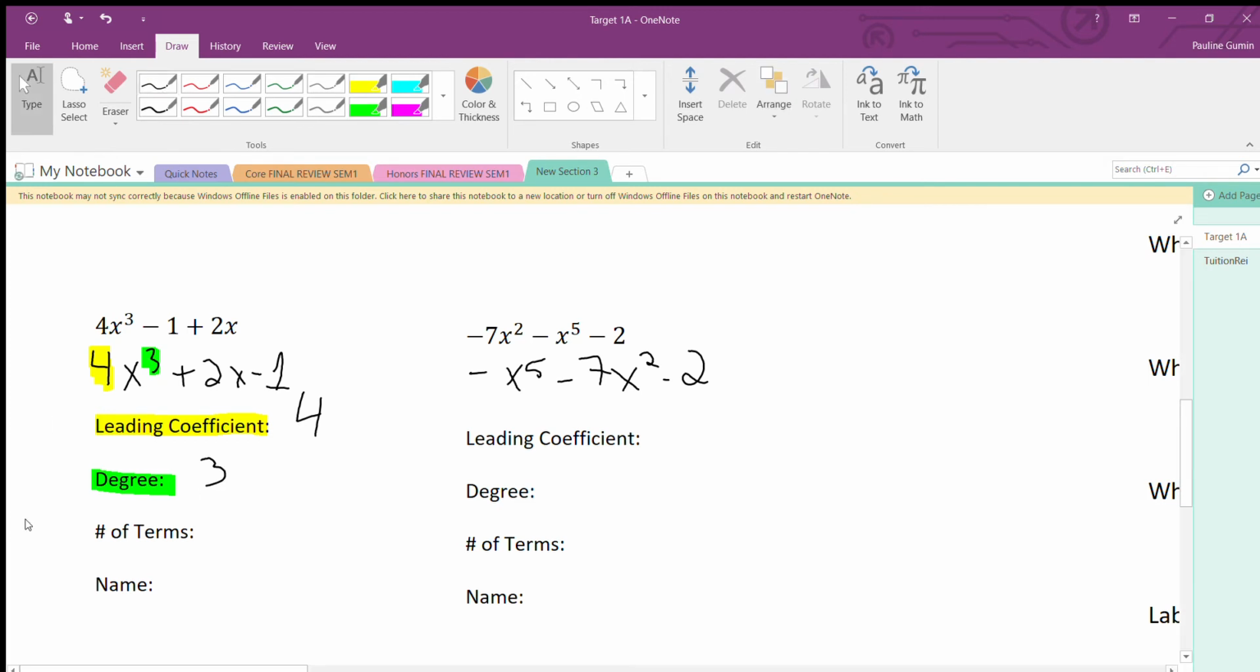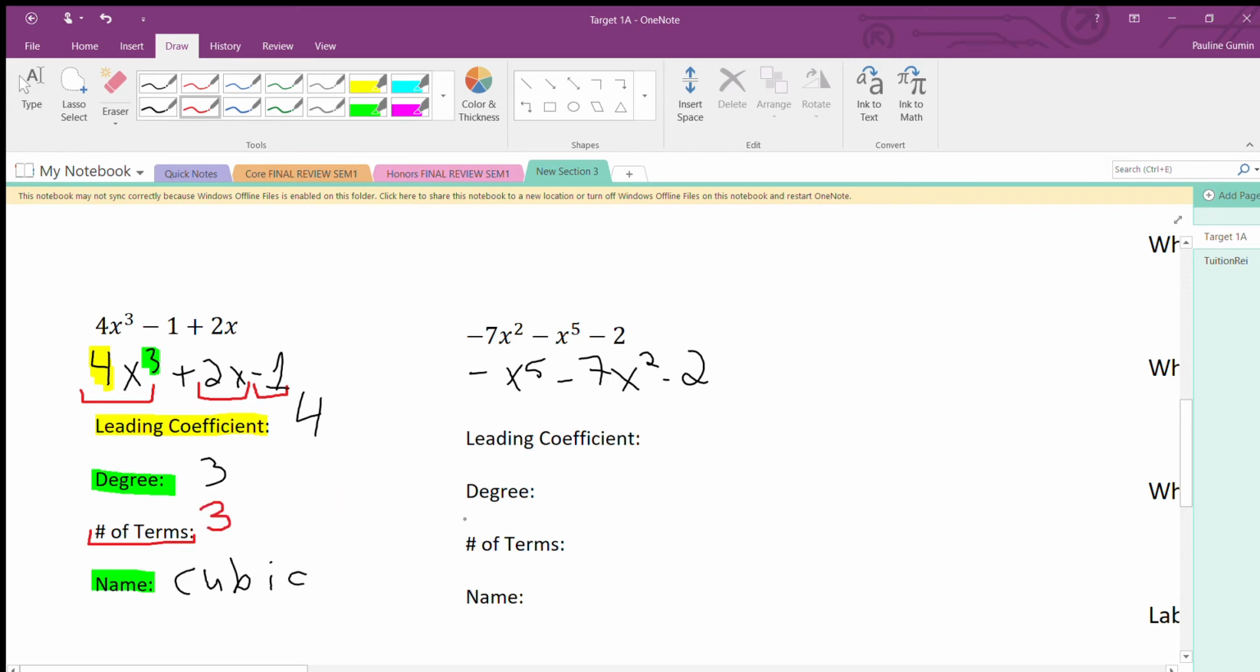Now, at this point, I'm just going to go ahead and skip to the name portion. Anything with the power of 3 is called a cubic. Okay. Lastly, let's see our number of terms. Now, our number of terms means we're looking at how many things do we have in our polynomial that's separated by plus signs and minus signs. So here I have 1 term, 2 terms, 3 terms.